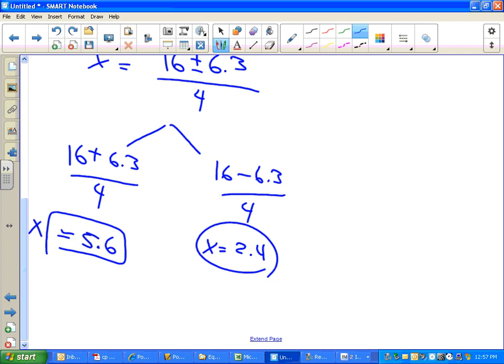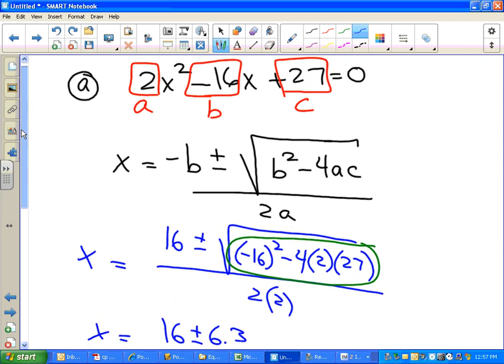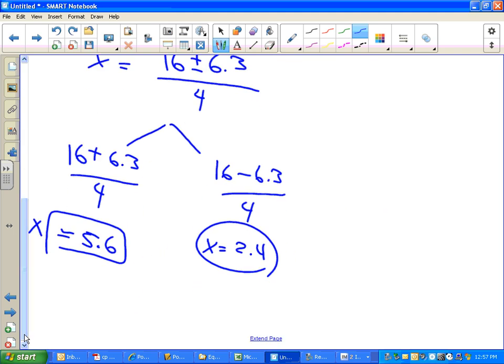Now, did we have to factor? No. Did we have to remember much of anything in terms of procedure? Not really. All we had to do is know this equation and plug those numbers in correctly. This process takes the least amount of thinking, but you have to be careful how you plug the numbers in. So your two answers are 5.6 and 2.4. All right, let's take any questions on that.